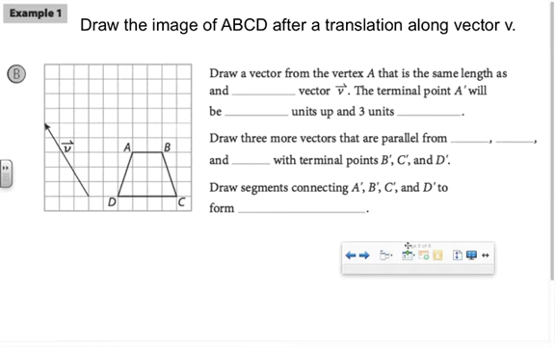I would hope that you would realize that it's going to be going in the same direction as vector V. So it has the same length and direction as vector V. So I might want to make a few observations about vector V. Notice that it's going to the left 3 spaces and up 5.